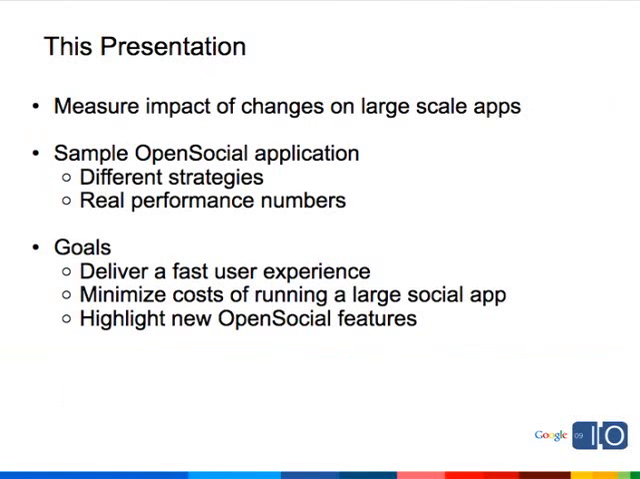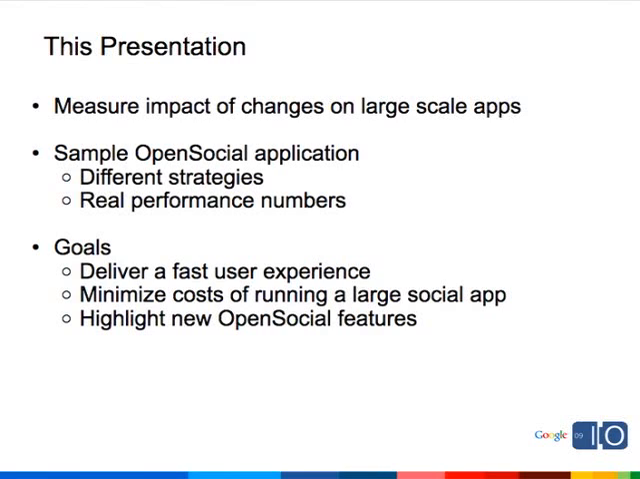So for this presentation, we're going to measure the impact of changes on large-scale applications. These are the sorts of applications that, once you actually make it reasonably large in the OpenSocial space, the tweaks will help you lower your costs and make your users happier. To do this, we wrote a sample OpenSocial application, and we rewrote it about 4 times. Each time we rewrote it, we isolated different strategies to optimize the application, and then we measured to see what the net effect was.